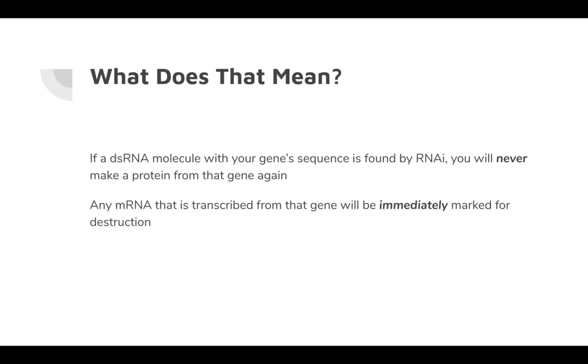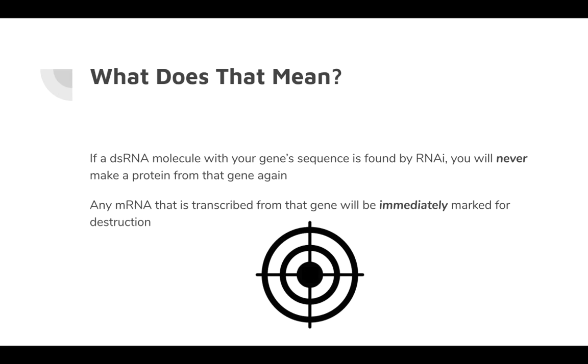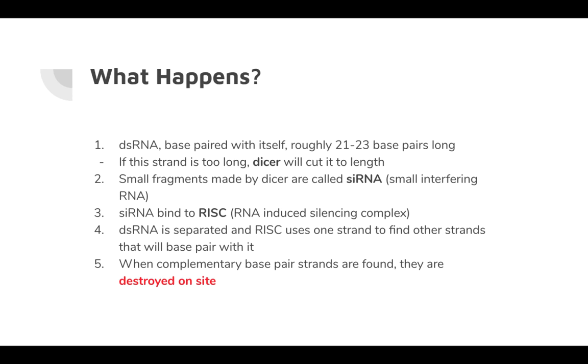Any mRNA that is transcribed from that gene will be immediately marked for destruction. Target sighted, immediately marked for destruction. If you're an mRNA with a similar or the same sequence as that double-stranded RNA that's being hunted down, you have a red flag on you that says, "Hey, I match, but I don't want to match, but you're gonna get destroyed." That's insane. So what are the steps that go into this?